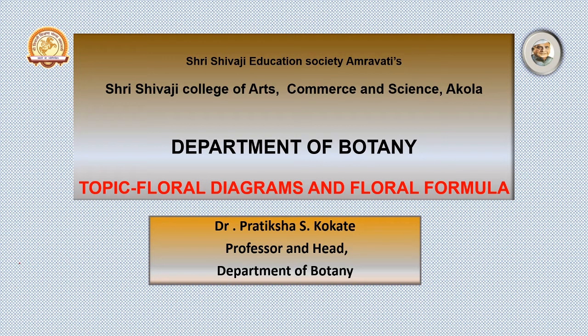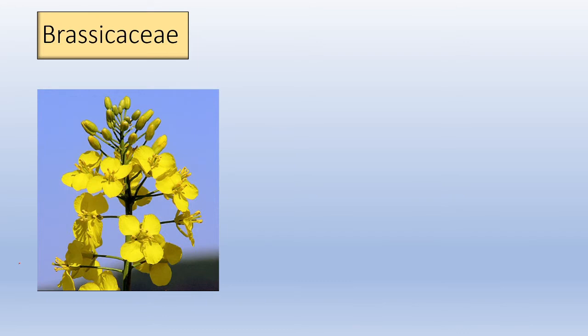So today we will focus on the topic floral diagram and floral formula of family Brassicaceae. Brassicaceae is the family that specifically consists of a number of vegetables. This family was also known as the family Cruciferae. This name was given to the family from the character, that is, the presence of cruciform corolla. So this is one of the important characteristics of the family Brassicaceae.